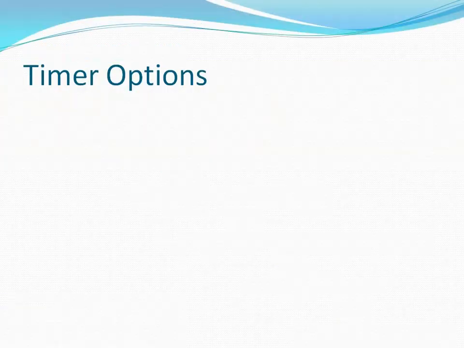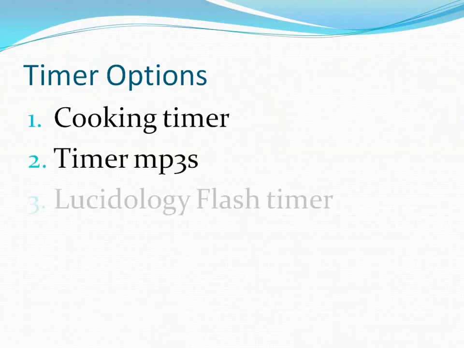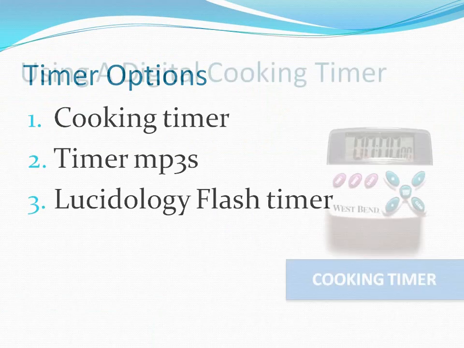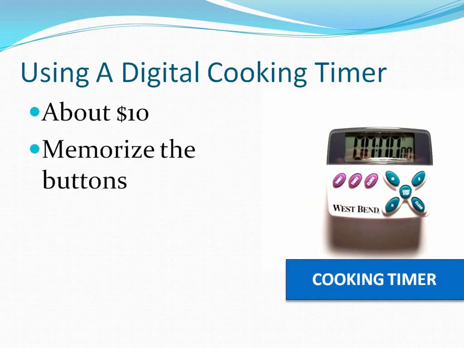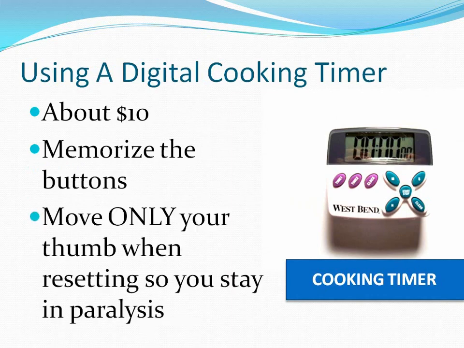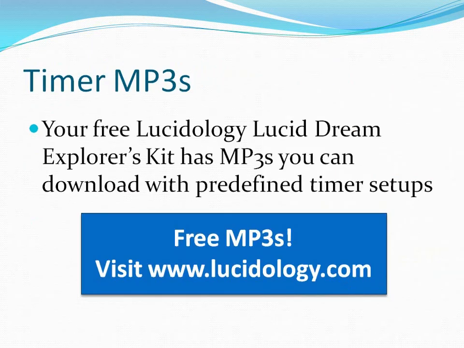To do this, you have a couple options for timers, including cooking timers, timer MP3s, and the Lucidology flash timer. I started out using a $10 cooking timer and it works just fine. To use one of these, memorize the buttons so you can reset it using your thumb without looking at it. Sleep with it in one hand, then move only your thumb when resetting it, and the rest of your body will stay in paralysis. Alternately, in your Lucidology Explorers kit, you get timer MP3s that contain predefined timer setups.